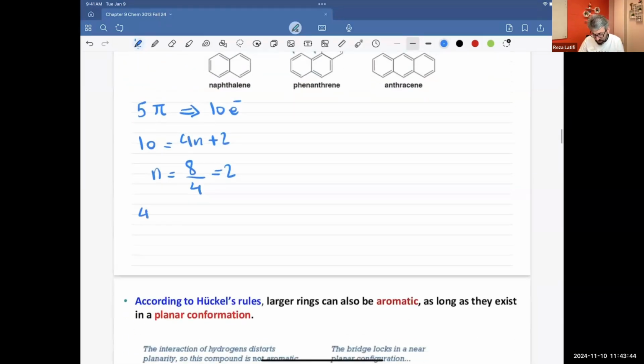So this one is 4n plus 2. If you put n equal to 2, you go 4 multiply 2 plus 2. That's going to be 10 electrons. So this one is aromatic.